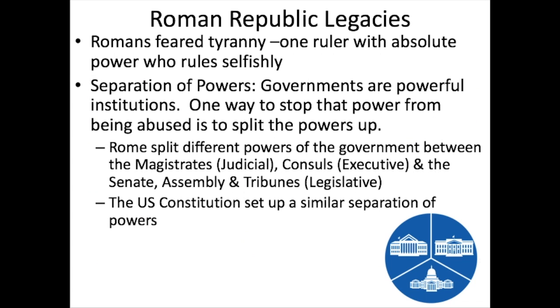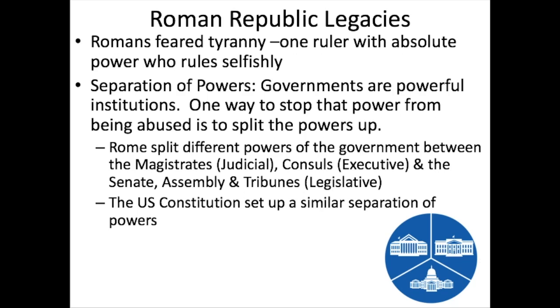In the Roman Republic, there are several legacies that are crucially important that we see affect the U.S. government today. Remember, we have a republic. So their fear of tyranny, their fear of one person with absolute power, ruling selfishly, dictating over everybody, was very prevalent. And they wanted to do what they could within their government to prevent any one person from having too much power. To this end, they separated out the powers of the government.